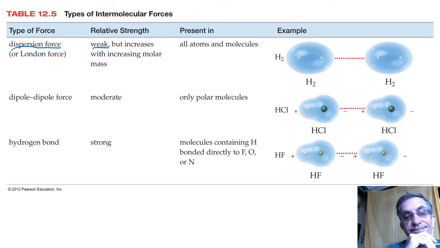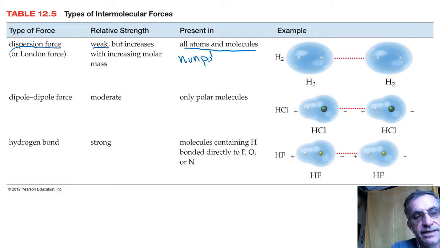They're the weakest. They occur actually between all molecules. All molecules have electrons, so we can get these temporary charges. So they're present in all atoms and molecules. But when you think about them, you're going to think they mainly have to do with nonpolar molecules. Why? Because for nonpolar molecules, it's all they have. It's the only kind of intermolecular force they have.